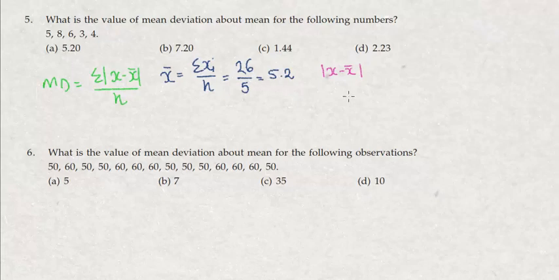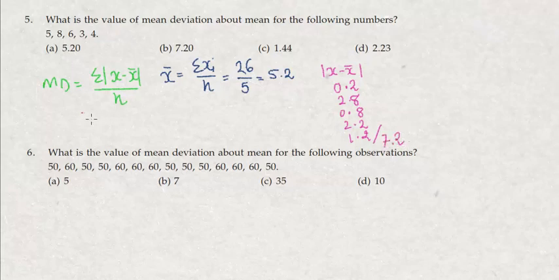So 5 minus 5.2 is 0.2. This must be negative, but because of the modulus we are ignoring the negative sign here. 8 minus 5.2 is 2.8. 6 minus 5.2 is 0.8. 3 minus 5.2 is 2.2, and 4 minus 5.2 is 1.2. If I add all the numbers here, then it would become 7.2.